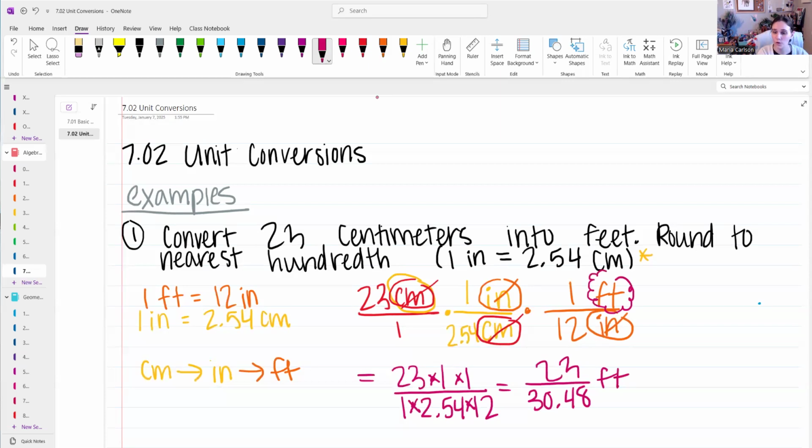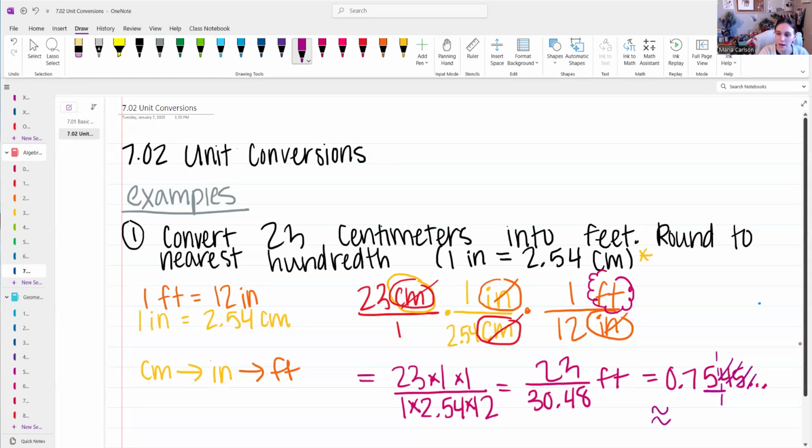Now I have 23 over 30.48, so I'm going to divide 23 divided by 30.48 gives us 0.7545... and we want to round to the nearest hundredth. So the number that's currently in the hundredths place is this 5. So I'll look at what comes after the 5, and the 4, unfortunately, is not large enough for us to round 5 up. So I'm actually just going to cut it off after the 5. So this is about 0.75 feet because that is the unit we converted into.